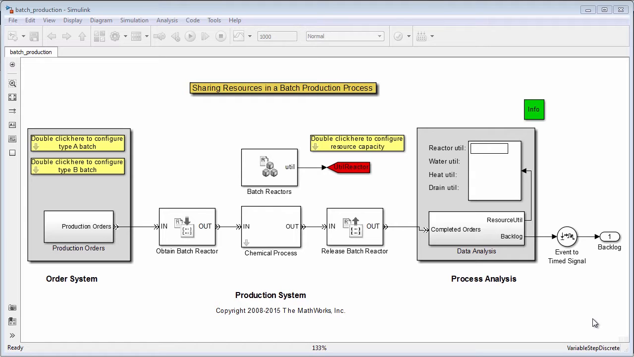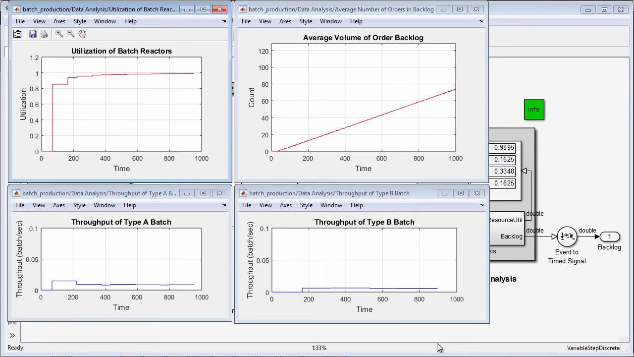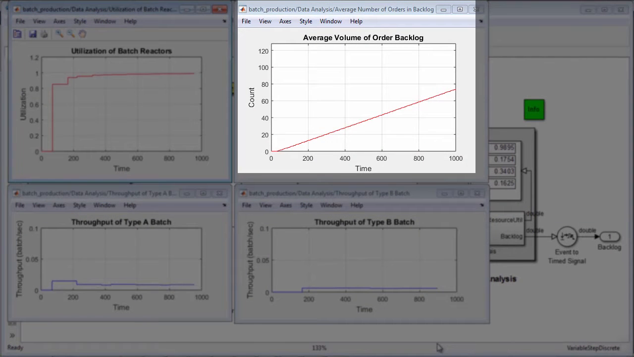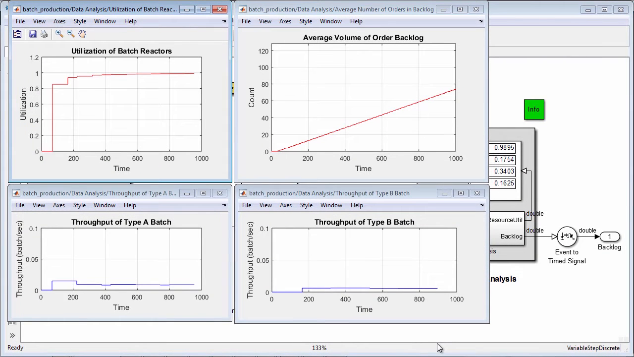Here's our situation. We have a model of a chemical batch production process with shared resources that processes two types of orders. Let me run the simulation so you can see the problem we are having. With our current process, we are not able to keep up with the orders coming in, and so we have a large backlog of orders. We would like to optimize the production process so that we process as many orders as possible.